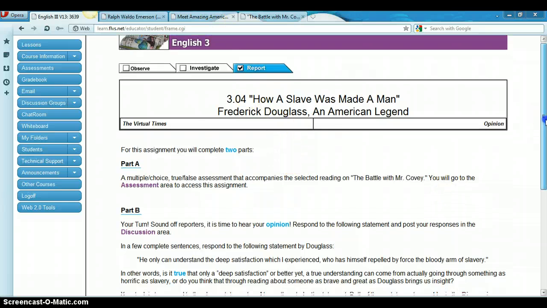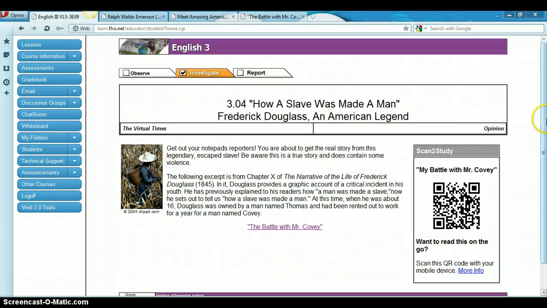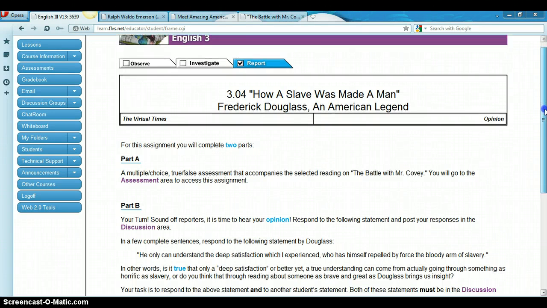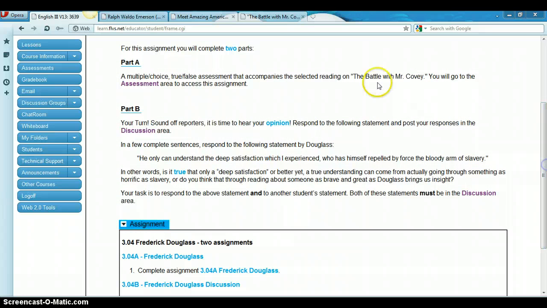Oh, and one more cool thing I want to show you guys. If you have a smartphone, you can scan these and read it on your phone just in case you need to. And then also make sure you look for these because sometimes they pop up in exam reviews. So you will take that quiz on the battle with Mr. Covey. So you're going to go to assessments and do that.